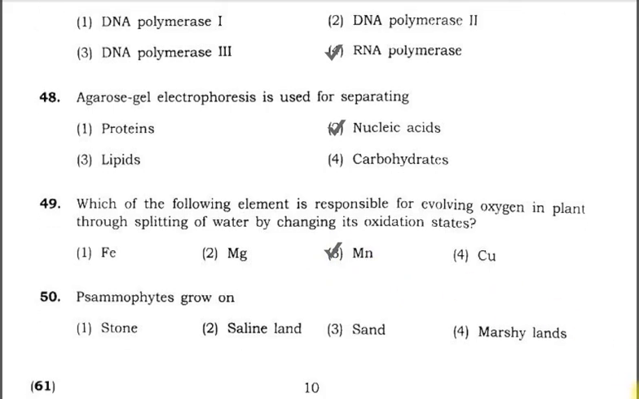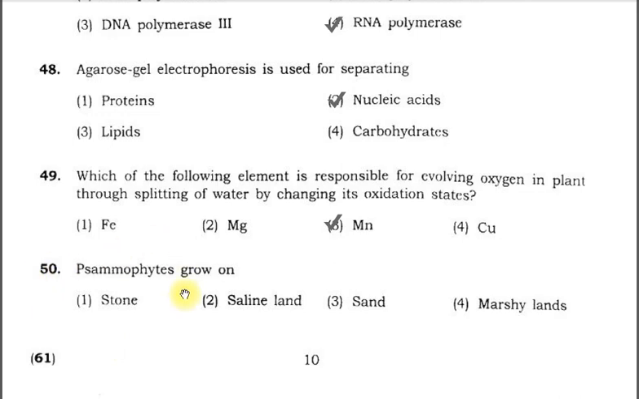Number 50 question. Psammophytes grow on 1 stone, 2 saline land, 3 sand, 4 marshy lands. Here the correct one is the option sand. The psammophytes are plants that thrive in the shifting sands, primarily in deserts. These are small shrubs and trees, and they form adventitious roots.